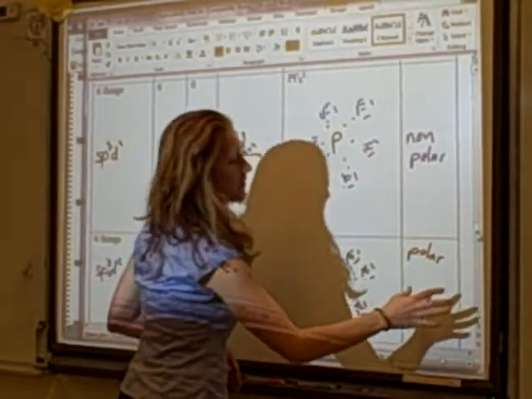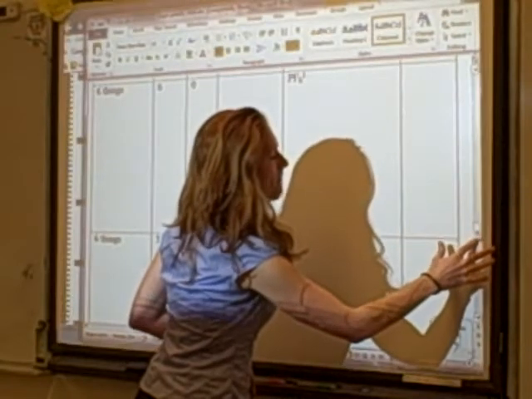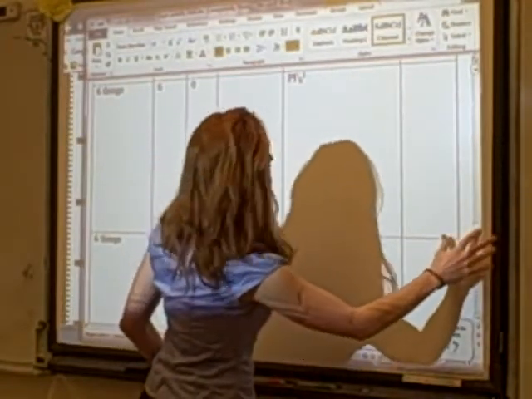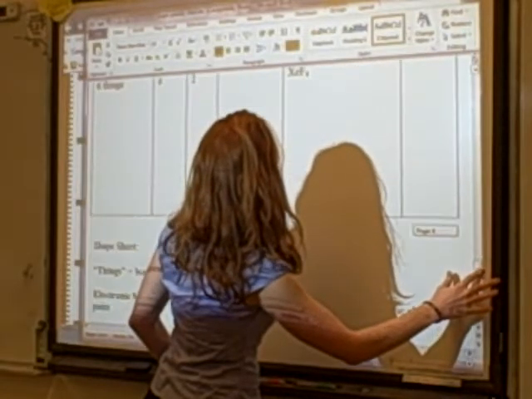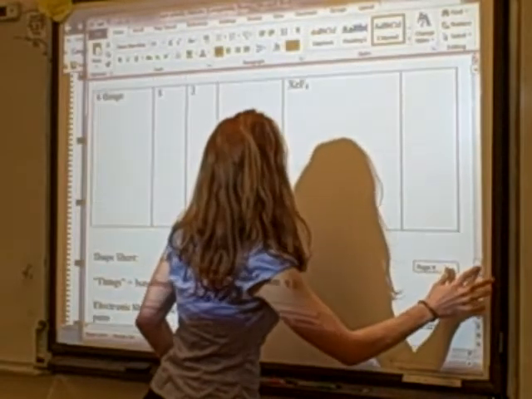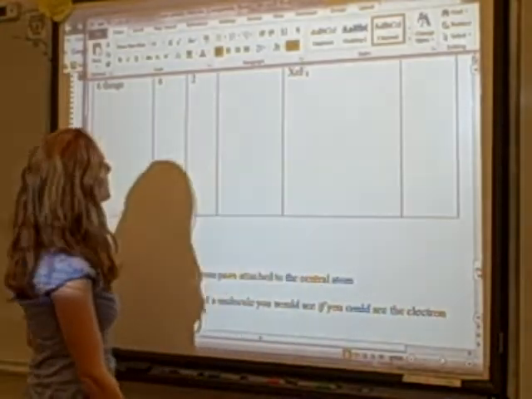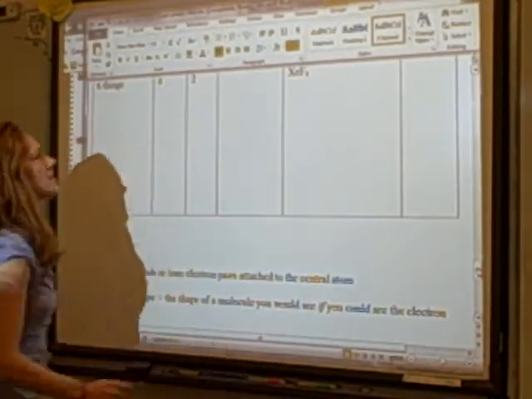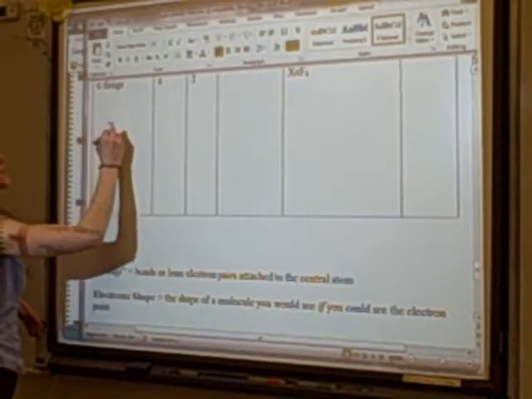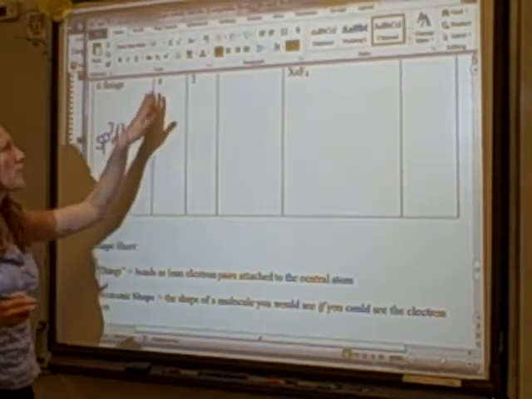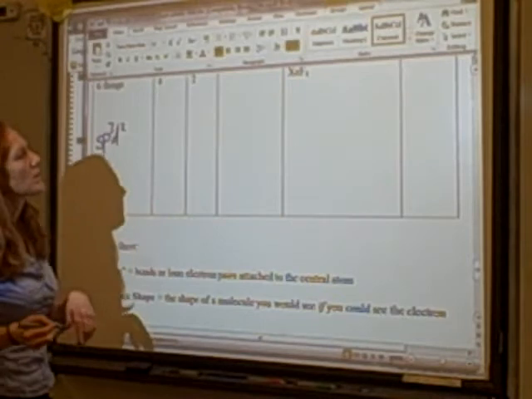So, a couple more. Okay, we've got xenon tetrafluoride. Last one. Yay. So a xenon tetrafluoride, I'm going to have 6 things: sp3d2. 4 are going to be atoms, 2 are going to be lone pairs.